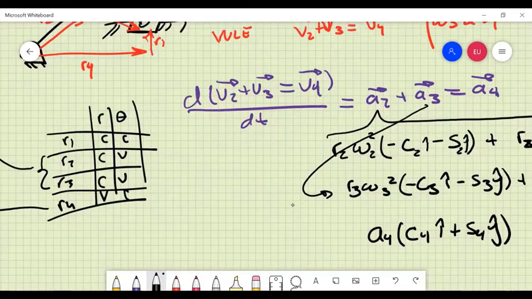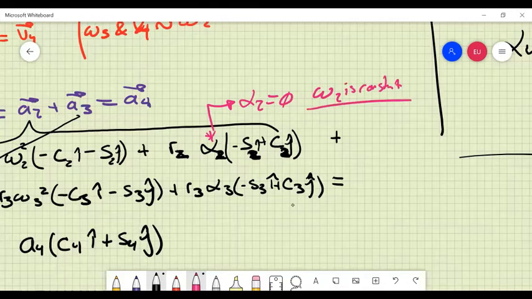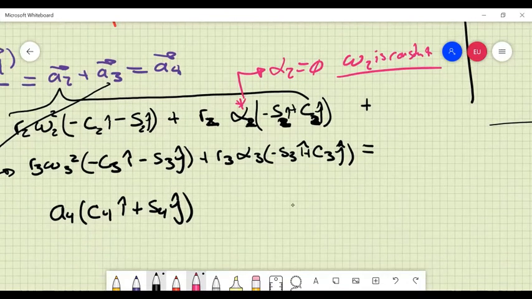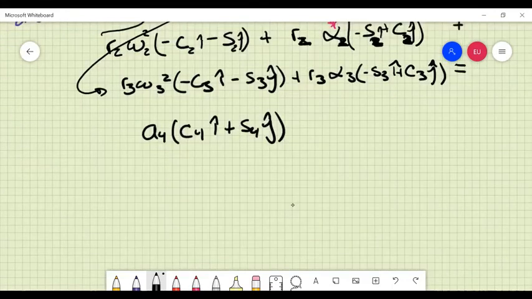So I can simplify this further. And I'm also assuming that the input velocity is constant. So this guy here, alpha 2 is equal to 0 because again, omega 2 is constant. Keeping that in mind, let's simplify and see what we get. I'm going to simplify and already split this into vertical and horizontal components so I can save some time.